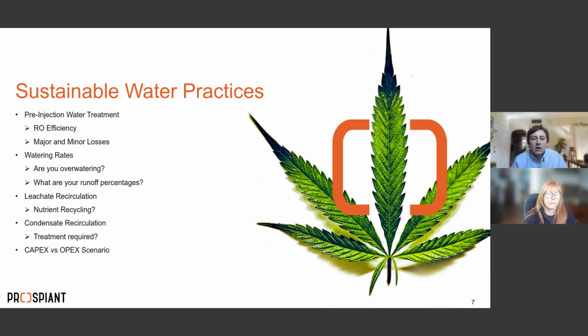Some ROs are upwards of 90% efficient. 90% of the water you put in, you get out, but with some of the other cheaper systems, you might be as low as a 40% recovery rate. And if you're at a 40% recovery rate, that's 60% you're paying for all that water to go through your system, but you're not getting anything from it. So have you looked into that side of things, and how much money are you really losing on your water bill if you have an inefficient RO or pre-injection treatment in general?